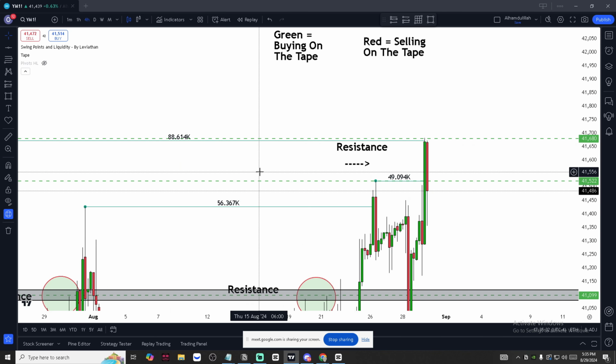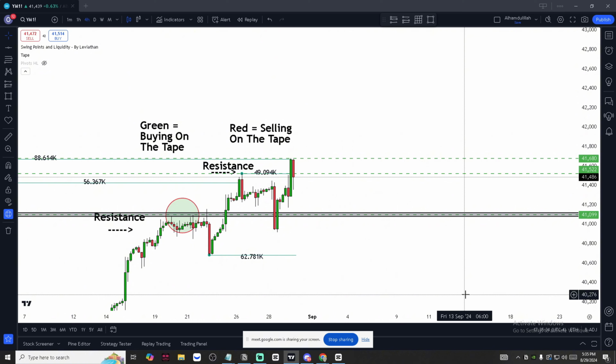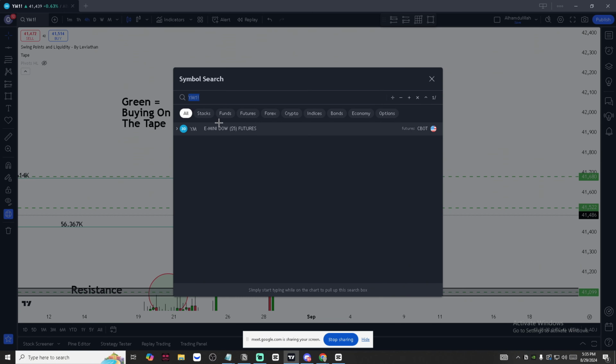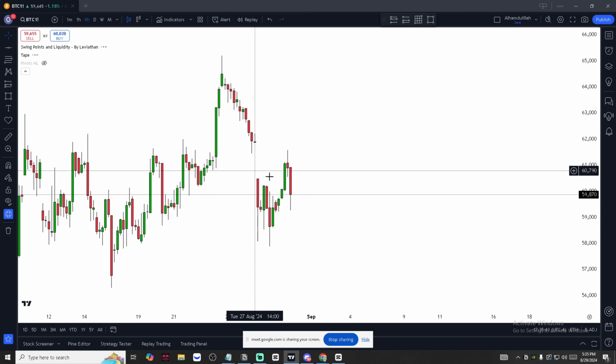That is pretty much what I call momentum scalping, and you're playing with how price is moving. So I'm going to show you another clear example of that. I'm going to open the Bitcoin chart, for example.